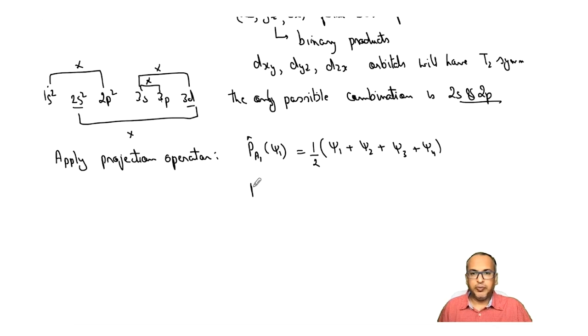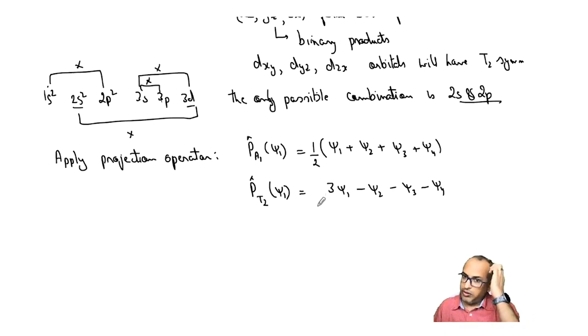So similarly, if I do PT2 on psi 1, I'm leaving this exercise for you to do at home. So you will get 3 psi 1 minus psi 2 minus psi 3 minus psi 4, right? So what are the other two orbitals? If we now try to do it for psi 2, you will get the similar combination with 3 psi 2 minus psi 1 minus psi 3 minus psi 4 again. So they will not be orthogonal to each other.